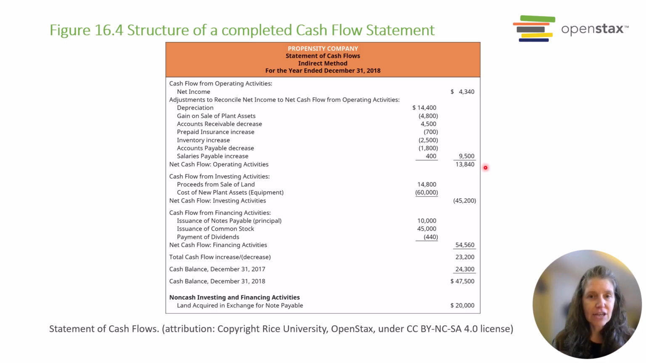And then a net cash flow for that section. The other two sections, much shorter in general. We have our cash flow from investing activities and our cash flow from financing activities with some common items in each one. We'll end with a total cash flow for the business.